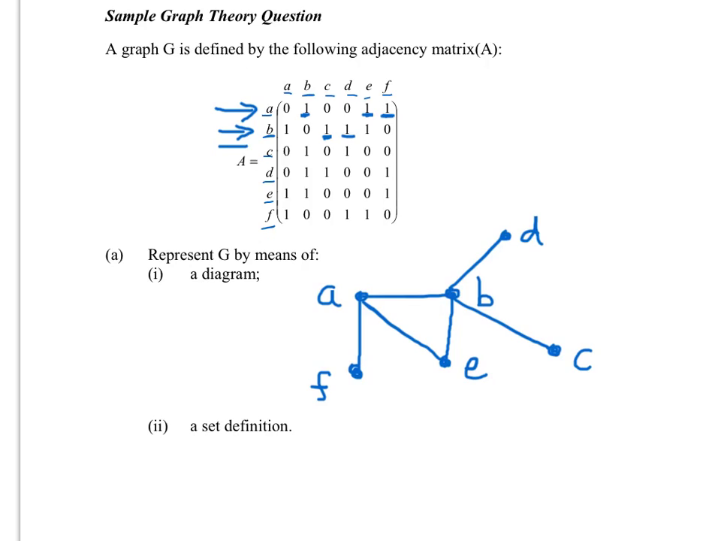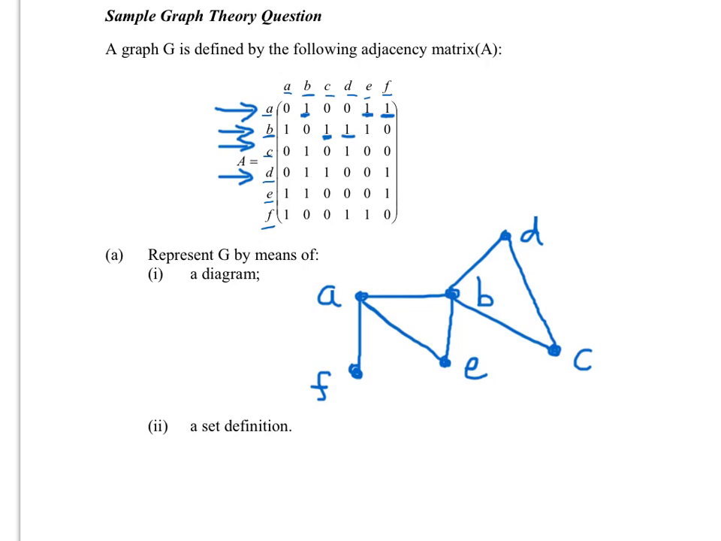Repeat the process again for C. C is connected to B. I already have that in. C is connected to D. Now D is already a vertex, so I just have to draw a line between C and D. And that's C done. Next, moving on to row D.